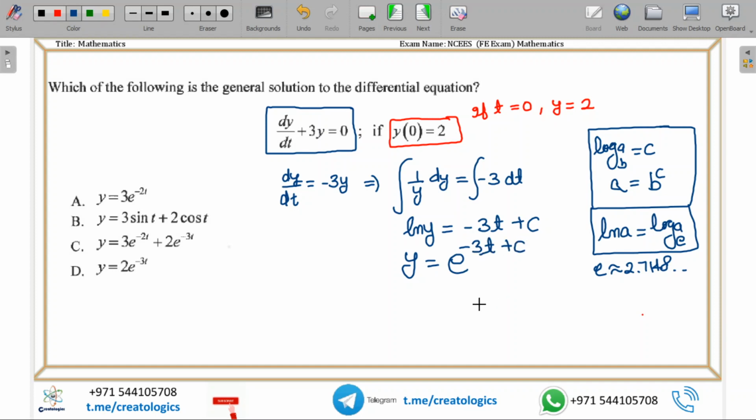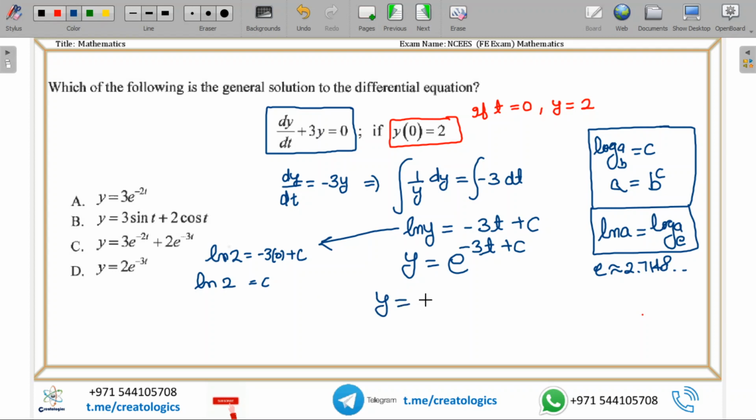Now you need to solve it using this initial value problem, which says if I take t equal to 0, then y is equal to 2. So take t equal to 0. Here if you take t equal to 0, what do you get? ln 2 is equal to negative 3 times 0 plus c, which gives you c is equal to ln 2.